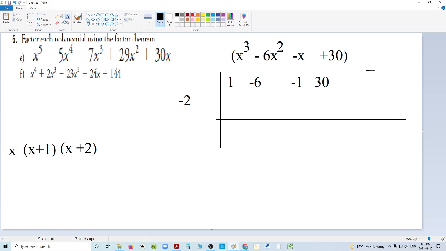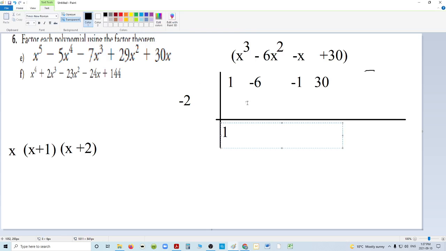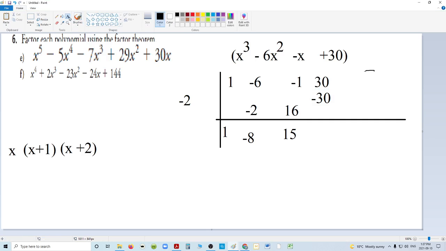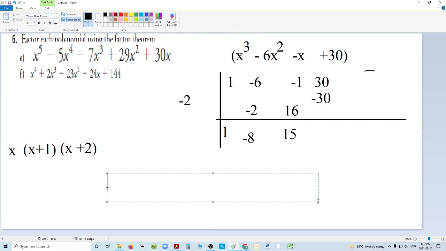And start by bringing down the 1. Minus 2 times 1 is minus 2. Add them together, I get minus 8. Minus 2 times minus 8 is 16. Add them together, I get 15. And the last one cancels out. If it doesn't, you did something wrong. So I'm left with a quadratic of x squared minus 8x plus 15. And I just do old school factoring.